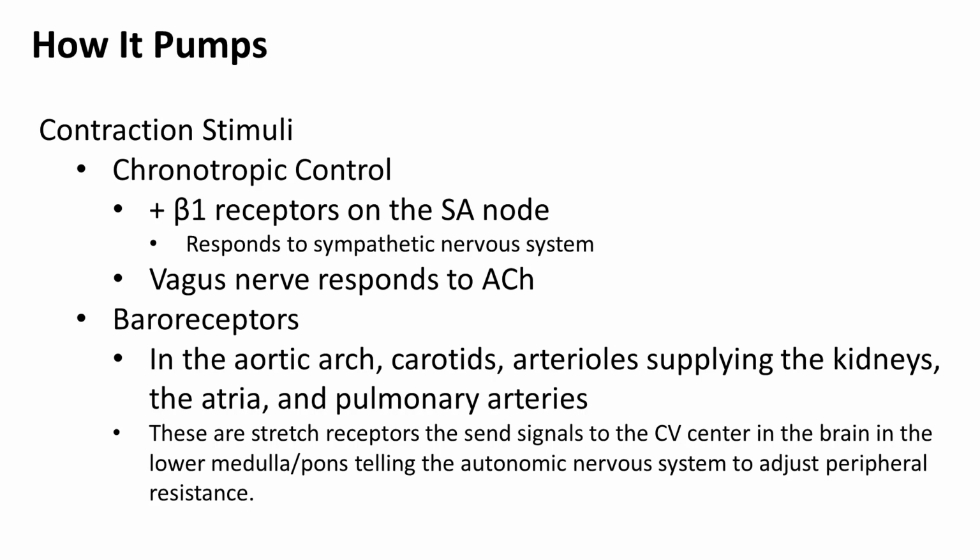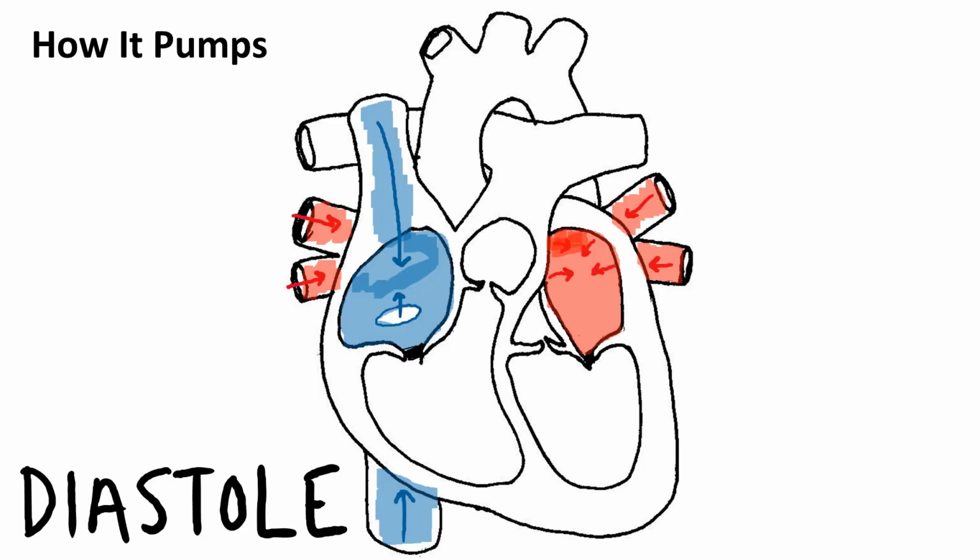Baroreceptors are going to be in the aortic arch, the carotids, the arterioles supplying the kidneys, the atria, and the pulmonary arteries. And baroreceptors are basically stretch receptors. These send signals to the cardiovascular center in the brain, which is basically the lower medulla and the pons, which tells the autonomic nervous system that it needs to adjust peripheral resistance based on how stretched out the actual vessels are. So now we can talk about how the heart actually pumps.